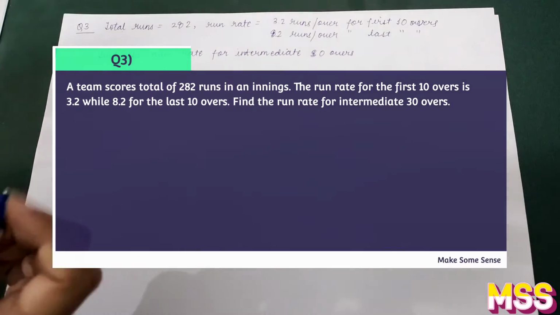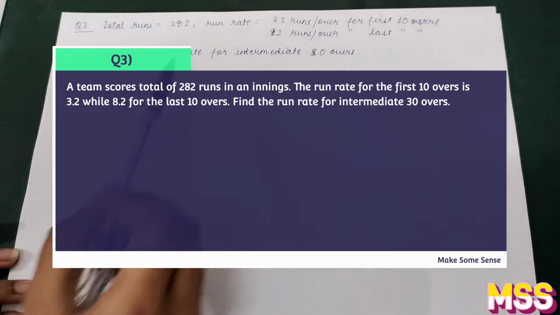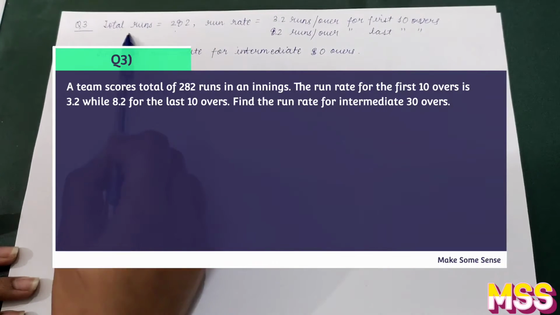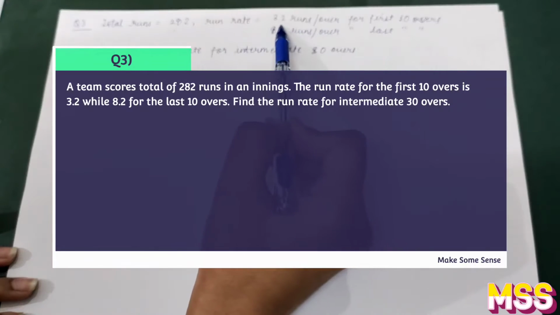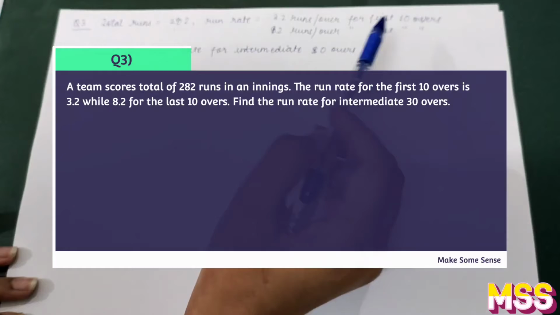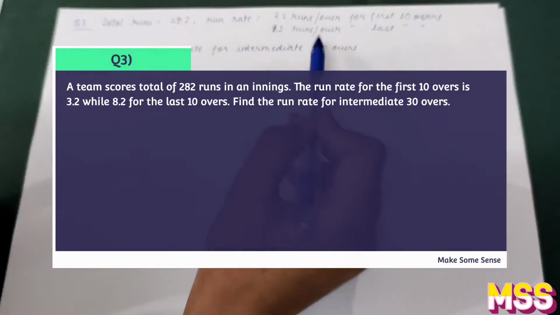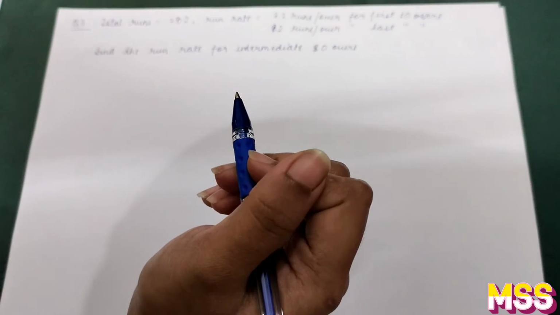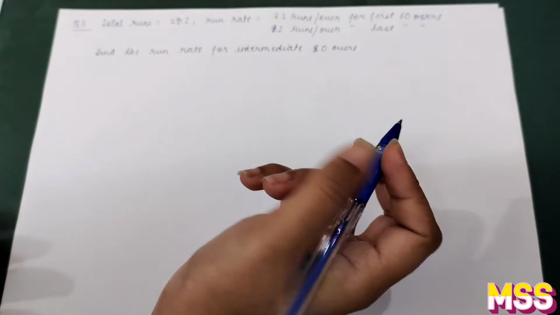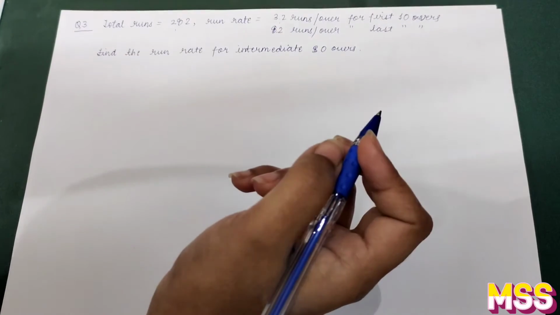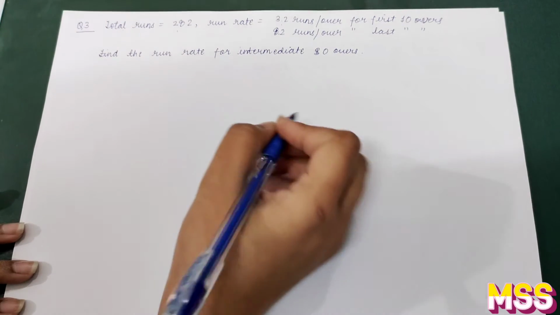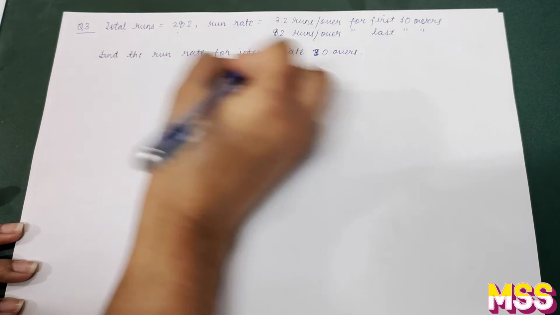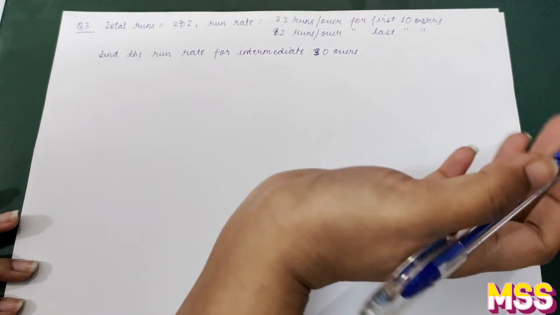Now the next question says that there is a team that had a total score of 282. The run rate in the first 10 overs was 3.2 and the run rate in the last 10 overs was 8.2. We have to find the run rate for the intermediate 30 overs. They say that there are 50 overs. The run rate for the first 10 is given, the last 10 is given, and we have to find the run rate for the intermediate 30 overs, right? So this is very easy. We'll find the number of runs in the first 10 overs and in the last 10 overs, because the run rate is given.